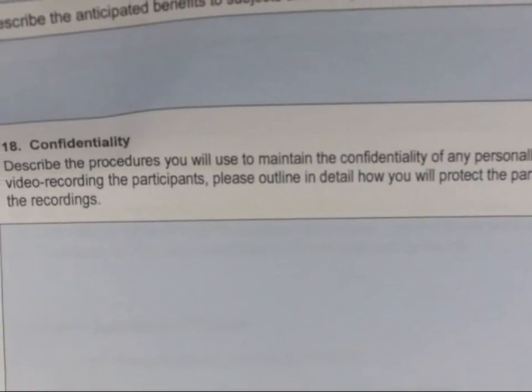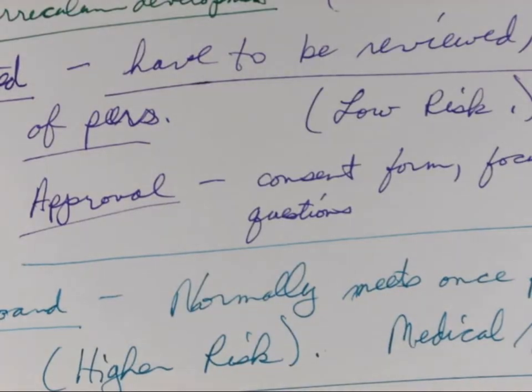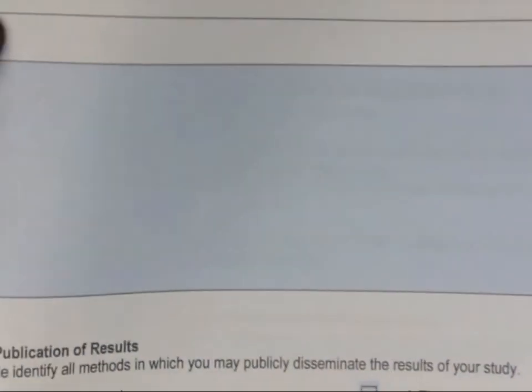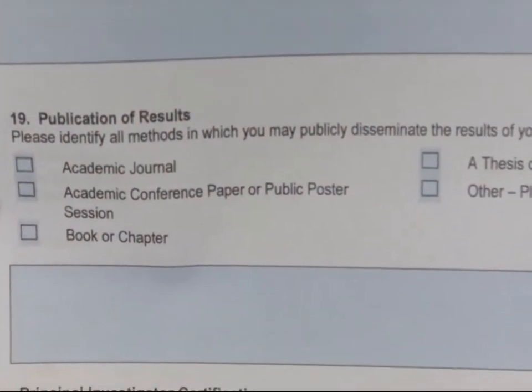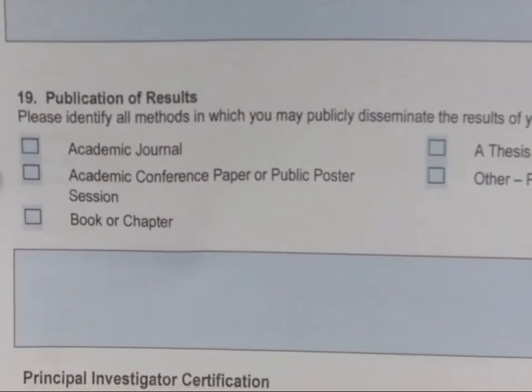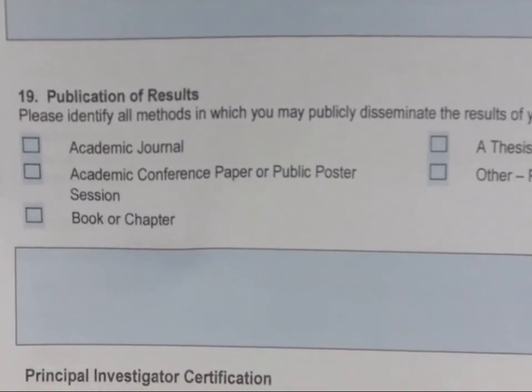Confidentiality, what procedures are you going to do to make sure their personally identifiable data cannot be identified? Please specify where your research records are going to be held. So how are you going to secure that stuff? I mentioned that earlier. Are you planning to publish your results? If you are, where, how, what are you planning to do?